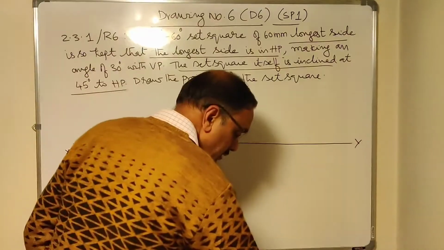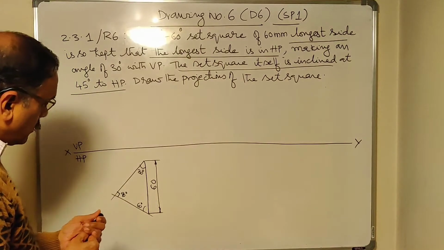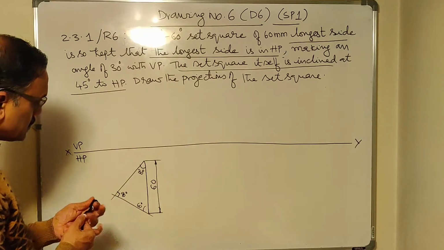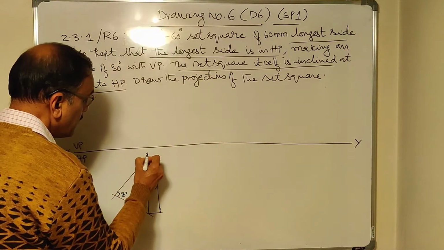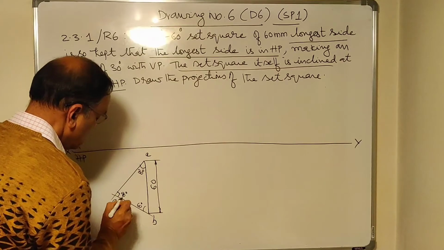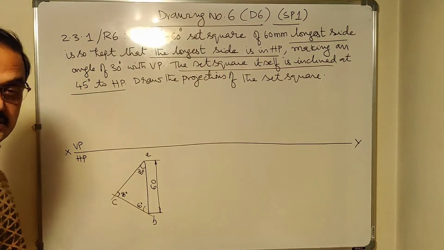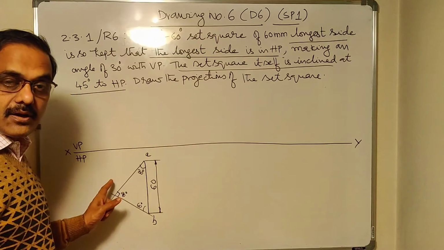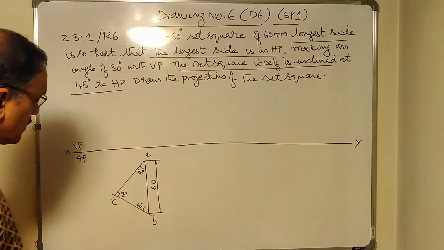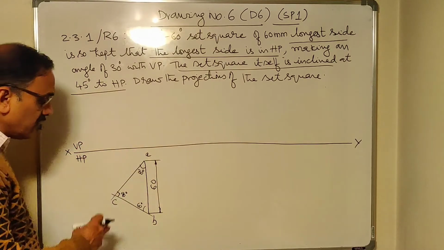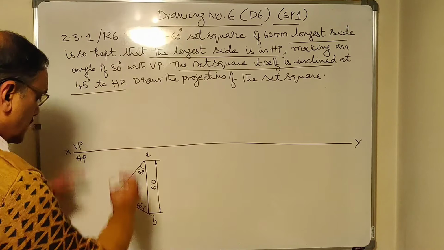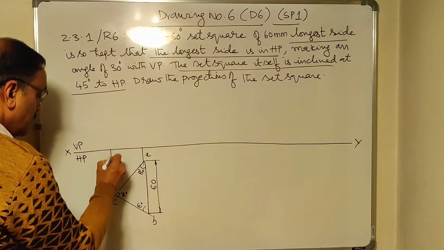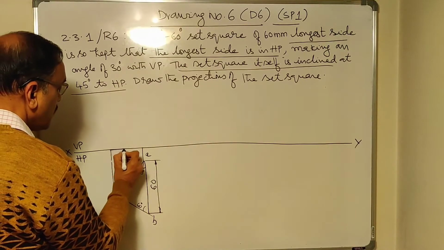Now let me name the points. You are going to keep this edge on HP. So I'll start by naming from here A, B, C. Why ABC? Why not A dash, B dash, C dash? This is the top view. You get the actual lamina you see in the top view. So we use ABC. When I project it, as I mentioned already, it appears to be a straight line and the line appears to be on XY line. So this is your front view.